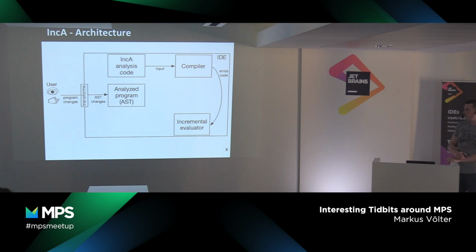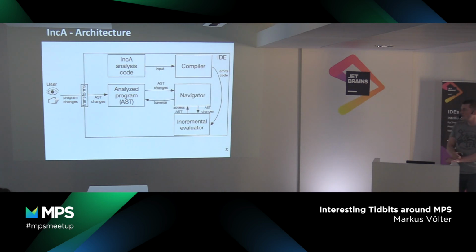In our case, I don't want to go into a lot of details, but we use incremental graph pattern matching. Essentially, we use this graph pattern matching. You can imagine it as a regular expression on a string, where we use a regular expression on a graph, and this is the AST of the analyzed program.